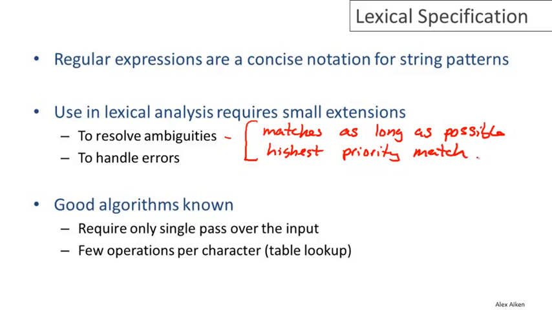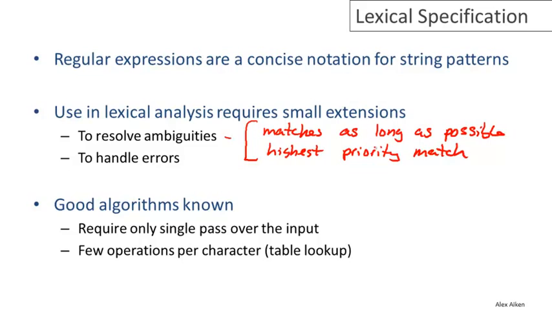So the regular expressions are given a priority, the different token classes have priorities, and when there's a tie, when the same prefix of the input could match more than one, we pick the one that has the highest priority. And typically this is done just by listing them in order in a file, and the ones listed first have higher priority over the ones listed later.